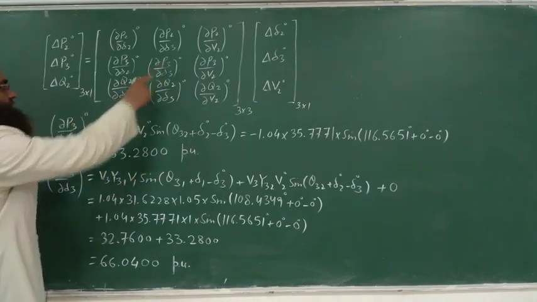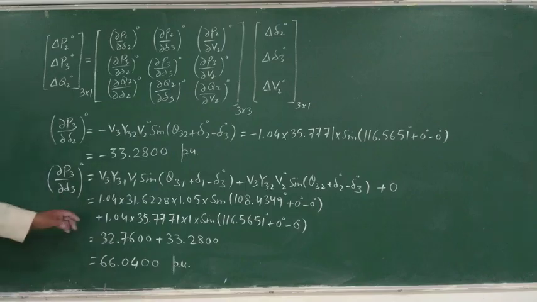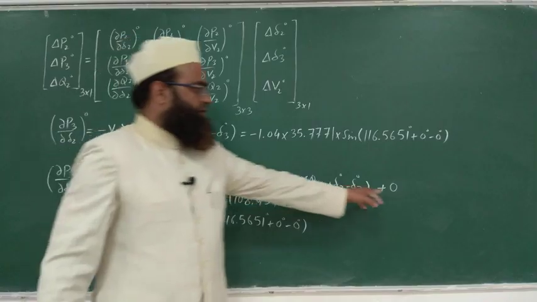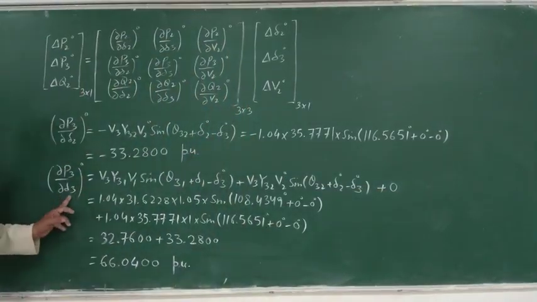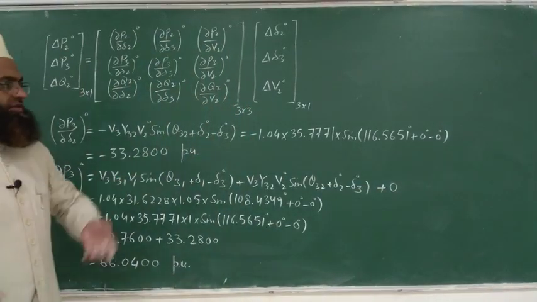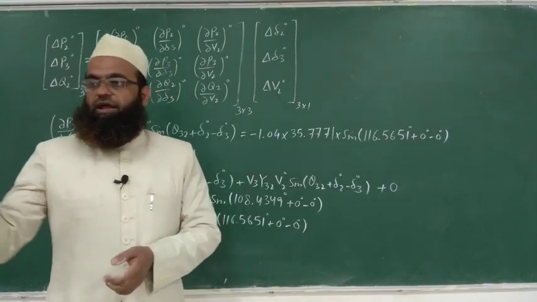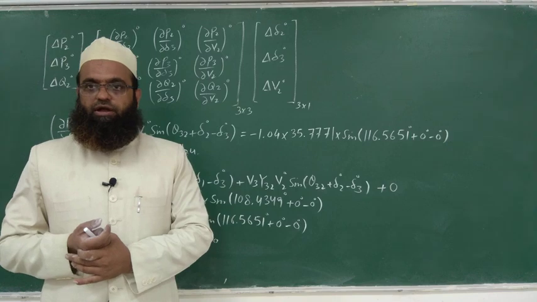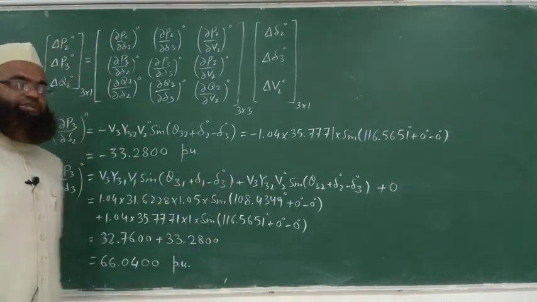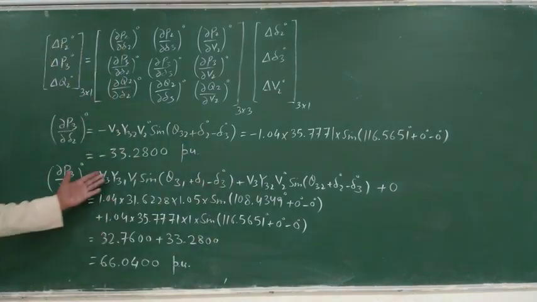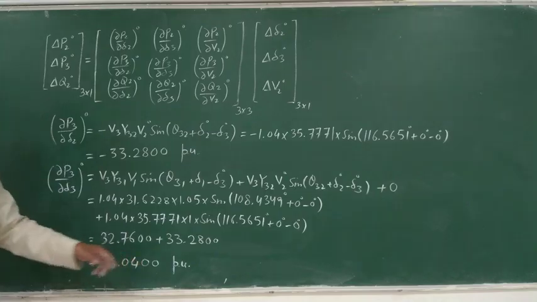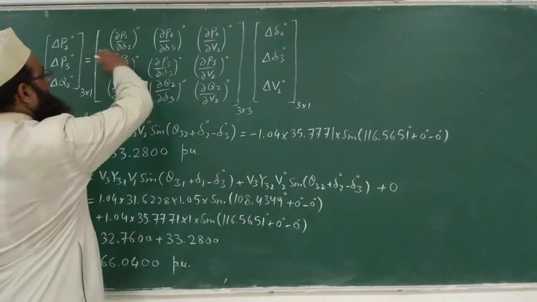this term del P3 upon del delta 3 can be evaluated. Only two terms are there. Why is the third term not there? This time our variable is delta 3. So the third term is having delta 3 minus delta 3, that gets cancelled. So no term of delta 3, it is constant with respect to delta 3. That's why we are having two terms. You can check it. After substituting the values, you are getting the value of del P3 upon del delta 3 0 as 66.0400. So we have evaluated 5 elements.